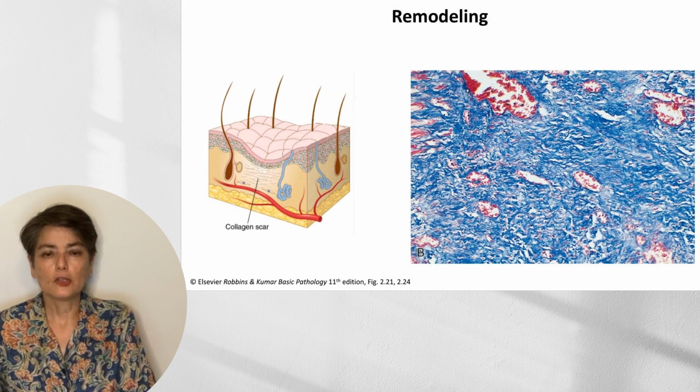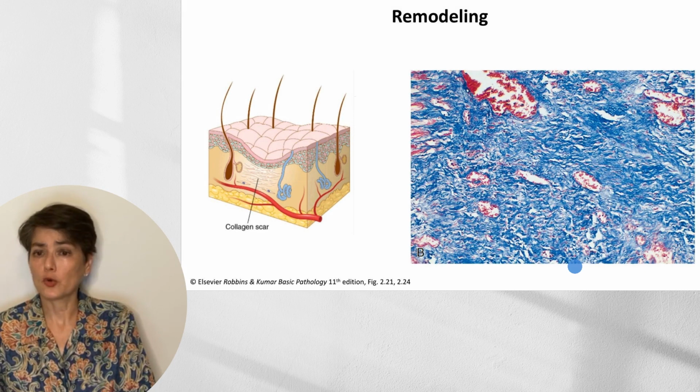So let's finish by taking a look at the scar. Here is a section of a collagenous scar. You may be wondering why it's bright blue. That's because this is stained with a trichrome stain, which stains collagen blue. So clearly this is all collagen.